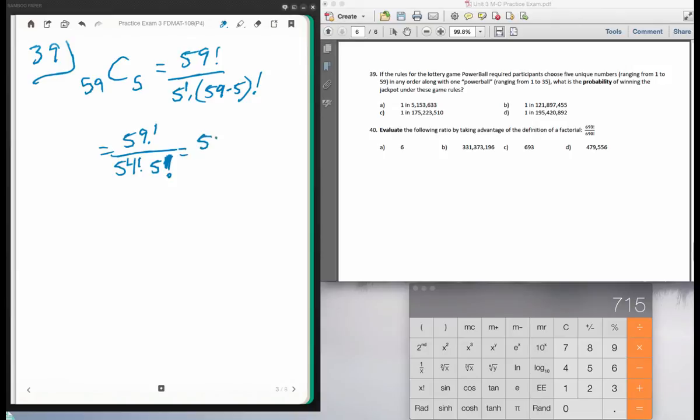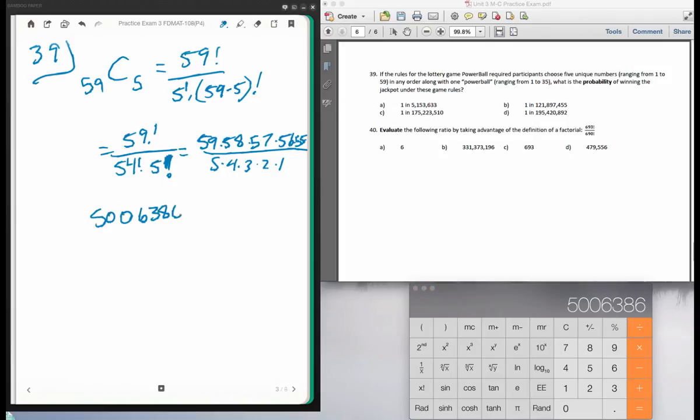which would equal 59 times 58 times 57 times 56 times 55, and notice the remainder on that will be 54 factorial, which I can cancel out with the bottom one. And then I divide that by 5 times 4 times 3 times 2 times 1. So 59 times 58 times 57 times 56 times 55. We'll divide that by 5, 4, 3, 2.